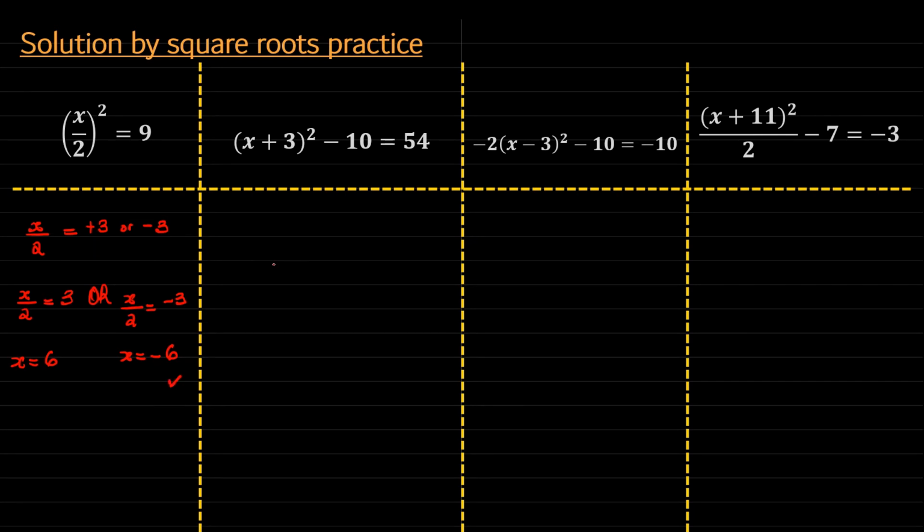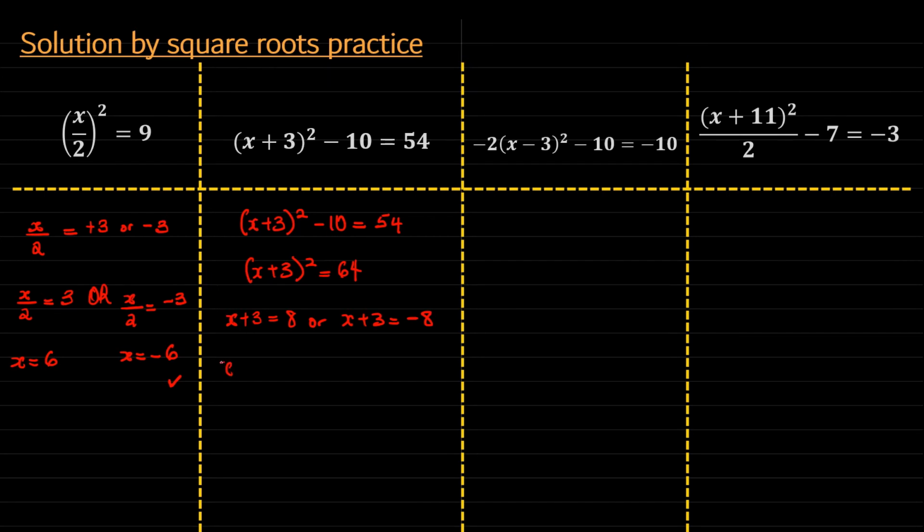That's good. For this one, the first thing we'll do is maybe add 10 to both sides so that we have x plus 3 squared minus 10 is equal to 54. If I add 10 to both sides, I would have x plus 3 squared is equal to 64. Now I take the square root of both sides. Since it's a positive number, I'm going to have two solutions. So I'm going to have x plus 3 is equal to 8, or x plus 3 can be equal to negative 8.